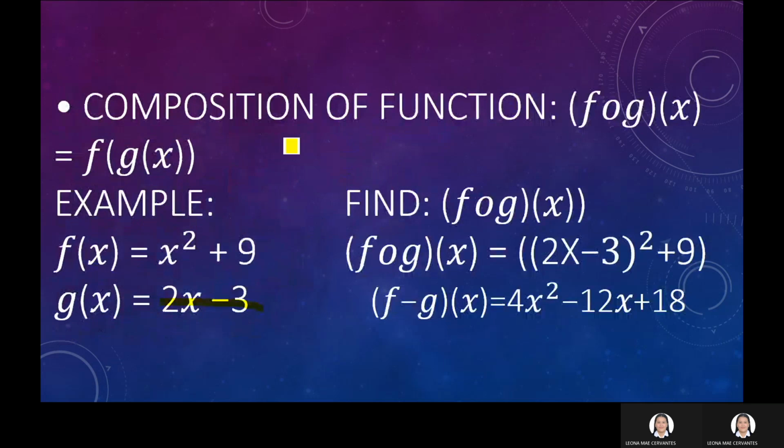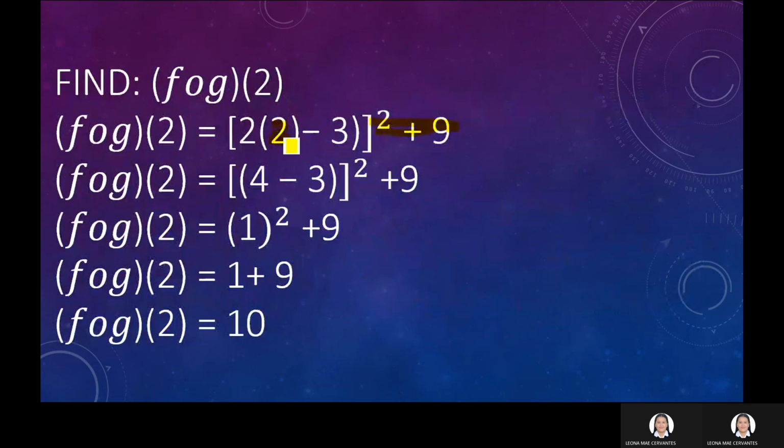Okay. So we have 2 times 2 is equal to 4 minus 3, squared, plus 9. 4 minus 3 is 1 squared. 1 times 1 is equal to 1 plus 9. F of g of x, if x is equal to 2, then it is equal to 10.